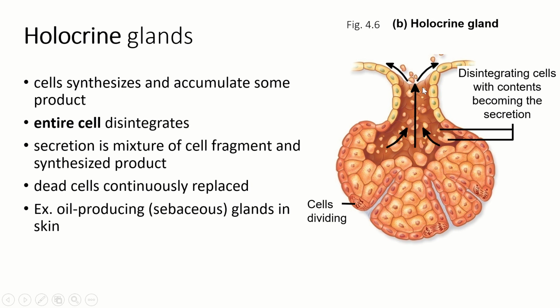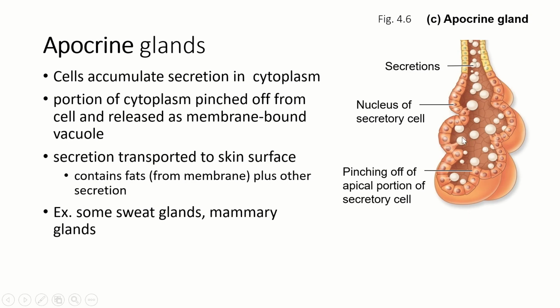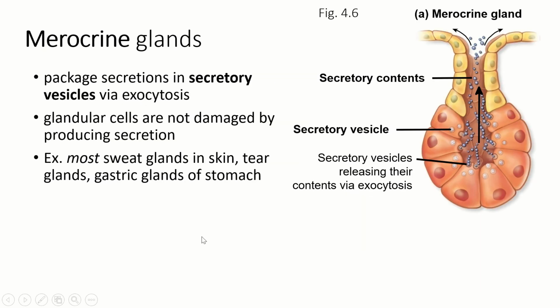So three types of glands. Holocrine glands burst the whole cell. Apocrine glands release the apex of the cell. Merocrine glands do exocytosis. So that's your introduction to glands.